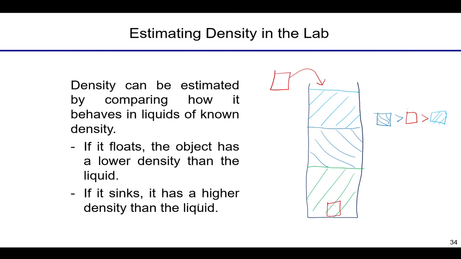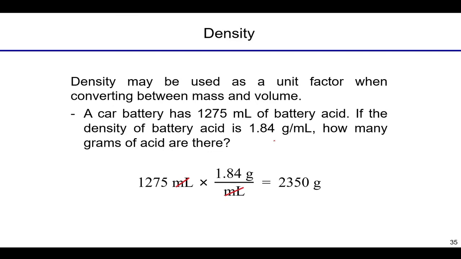Okay, so if it sinks, it has a higher density than the liquid it's in. If it floats, the object has a lower density than the liquid it's in. And you can arrange this with many different layers if you want to really bracket down to an exact number, or a very precise number, I should say, what the density is. Or you could just divide mass by volume and calculate it that way.